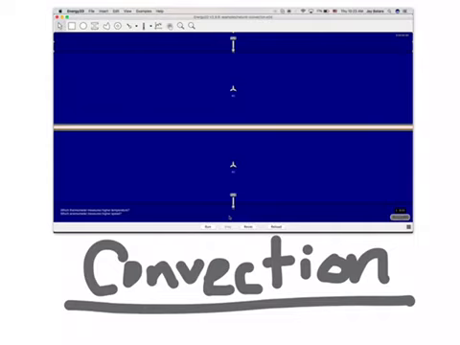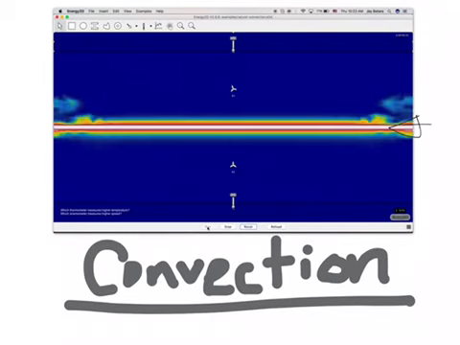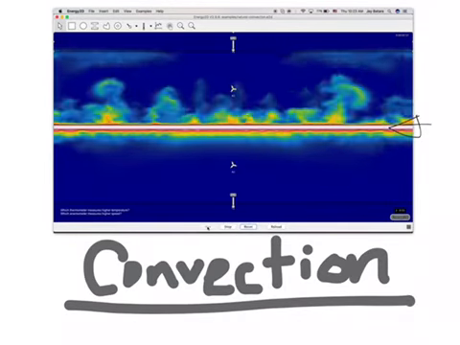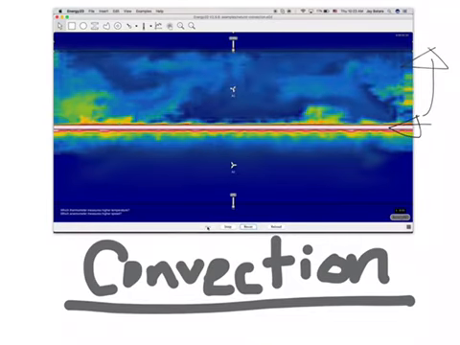Please note that in this simulation, temperature is measured using colors, red being the warmest, then yellow, then green, then blue being the coldest. Now in this simulation, you will see this line is the heat source right here, and the air molecules closest to it are being heated, so they become less dense and they rise upwards like this.